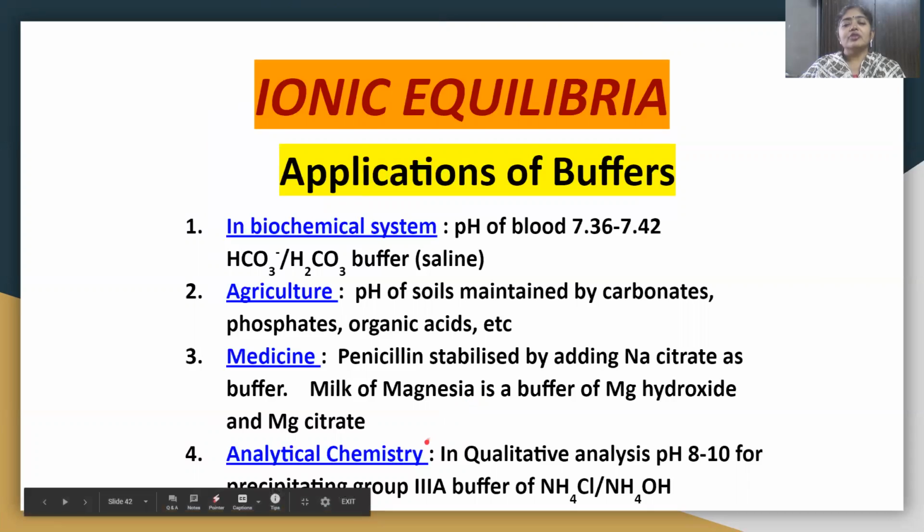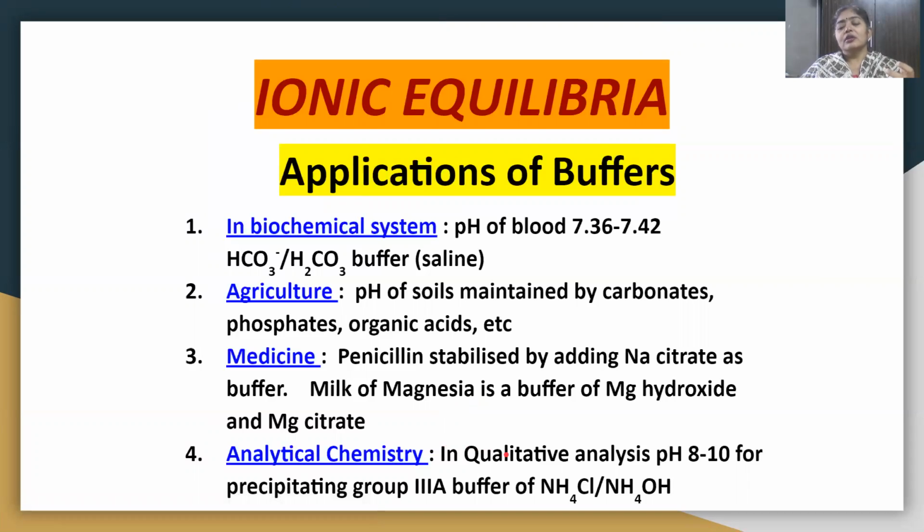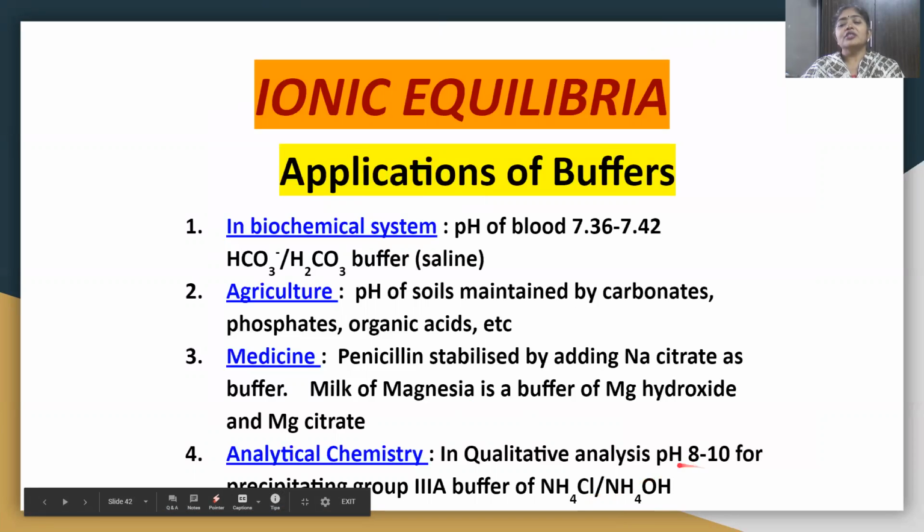Then in analytical chemistry, okay, when we do qualitative analysis, last year you have done salt testing. Okay, that means you try to identify which are the positive and negative ions present in the given salt. So when you're doing that detection of positive radicals, you've seen that when you want to precipitate the group 3A radicals, then you need to prepare a buffer by adding a small amount of ammonium chloride and excess of ammonium hydroxide, okay, to the sample that is given to you. So if you're adding it in the proper quantity, okay, then you get a solution whose pH falls in the range of 8 to 10. And this pH enables the group 3A radicals, if they are present, to precipitate out. So these are some applications of buffers.